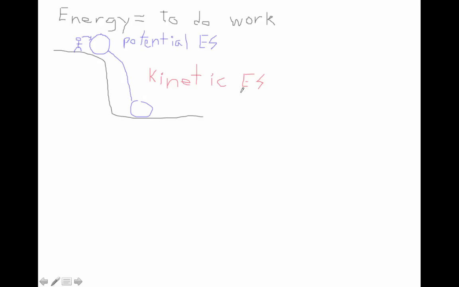And again, remember my symbol for energy, just to speed things up, is a big E with a lightning bolt next to it. So this potential energy is, because of its location, and as it's being pushed off, is converted into kinetic energy, the energy of motion.